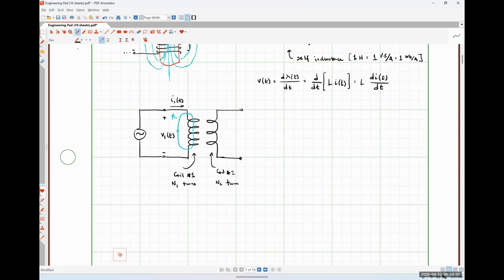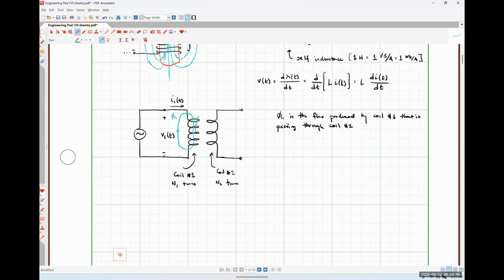I'm going to make a note because this can get bothersome. So phi 11 is the flux produced by coil number 1 that is passing through coil number 1.